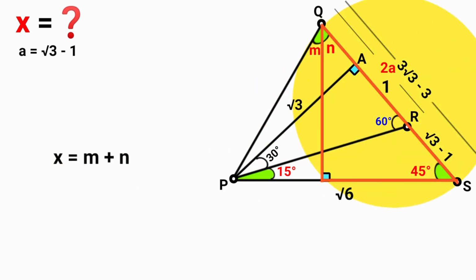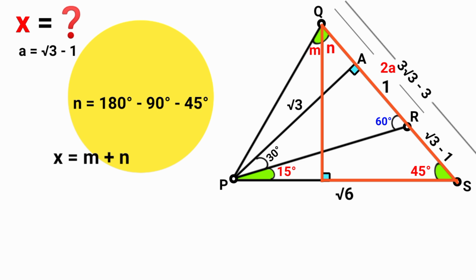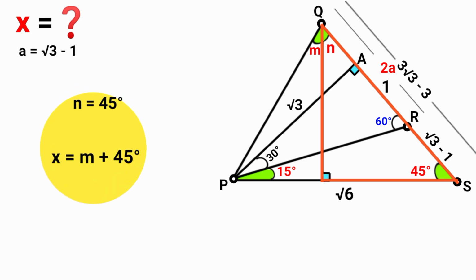Now focus on this triangle. It is a right angle triangle, and we have this angle to be 45 degrees. This N must be 180 degrees minus 90 degrees minus 45 degrees, which is 45 degrees. So N equal to 45 degrees. Substitute it here. Now X equal to M plus 45 degrees.